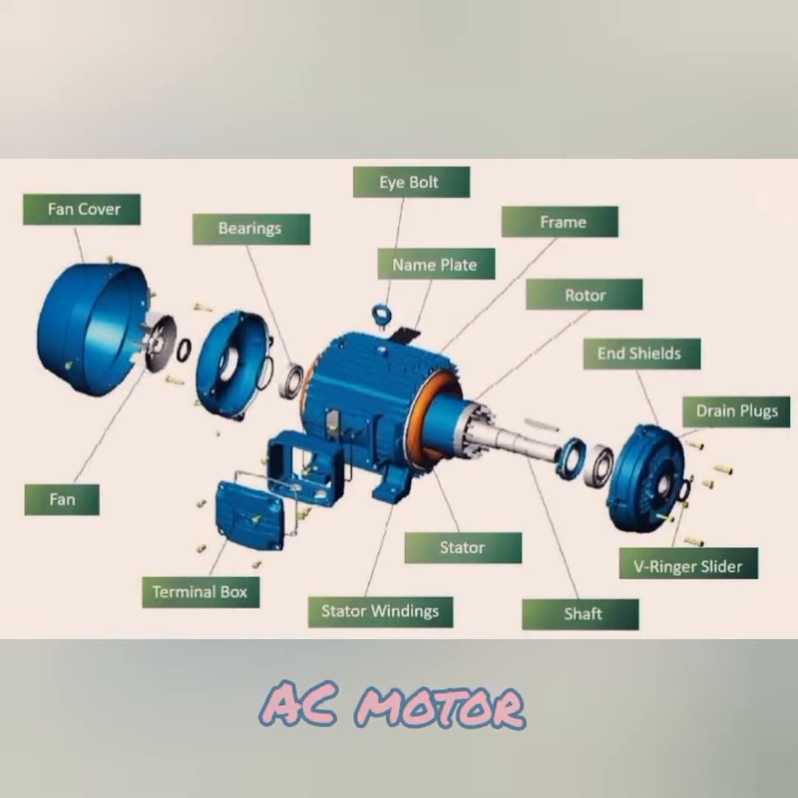So these are the full terminals or parts of your AC motor. You can go through it: the fan cover, fan, bearings, terminal box, stator windings, stator shaft, V-ring seals, then drain plugs, end shields, rotor, frame, and nameplate, which means the nameplate specifications. These all are constructed and form together as an AC motor. You can have a look at it.